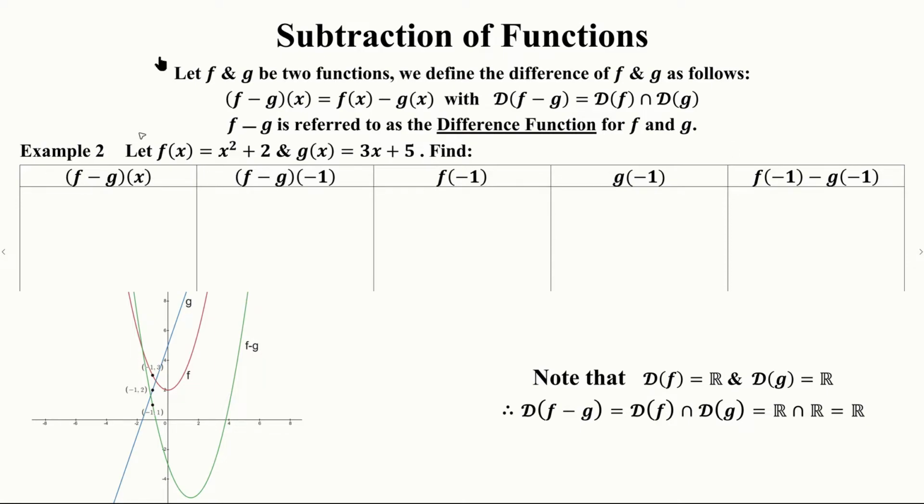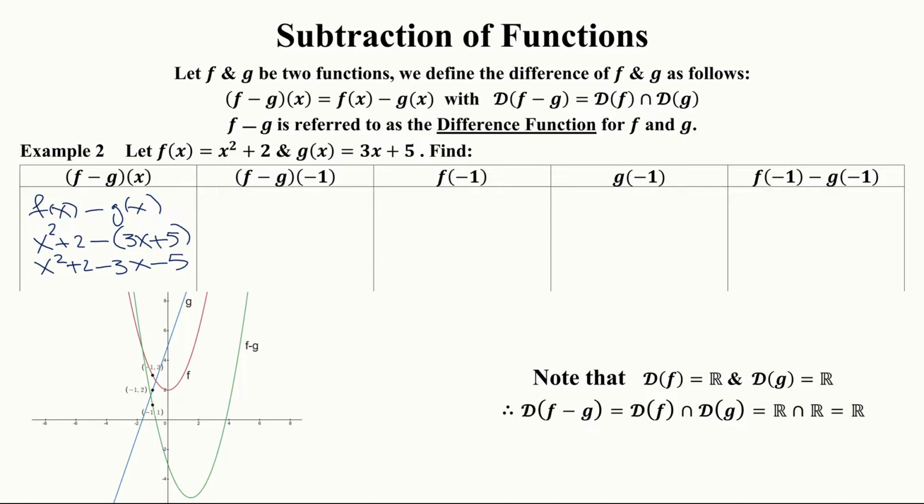So to find f minus g of x, we're basically going to just take f of x and subtract from it g of x. So f of x we know is x squared plus 2 minus, now if g of x has more than one term in it, you want to make sure you put parentheses after the minus sign, because the negative is going to have to be distributed like so. So we get x squared plus 2 minus 3x minus 5.